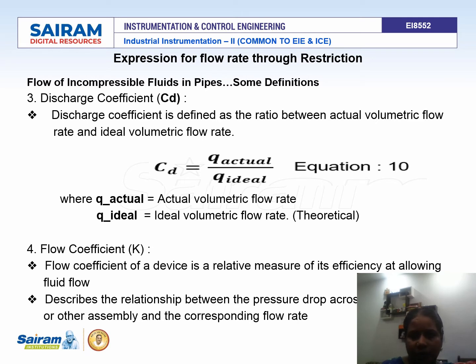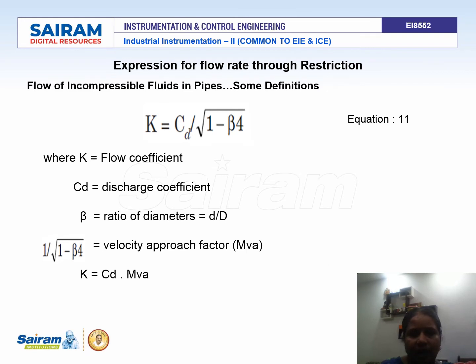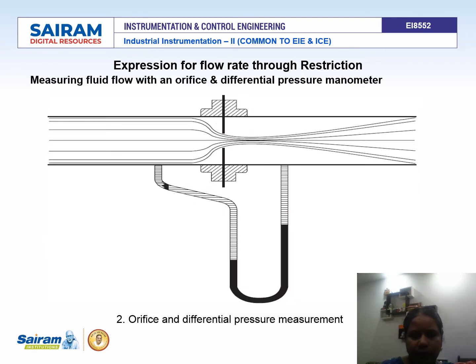And next is an important parameter when concerned with fluid flow, which is the discharge coefficient. It is defined as the ratio between the actual volumetric flow rate and the ideal volumetric flow rate, followed by the flow coefficient, which measures the relative efficiency of the flowing fluid. And the flow coefficient K is given by CD divided by the root of 1 minus beta to the power 4, where the root of 1 minus beta to the power 4 is the velocity approach factor.